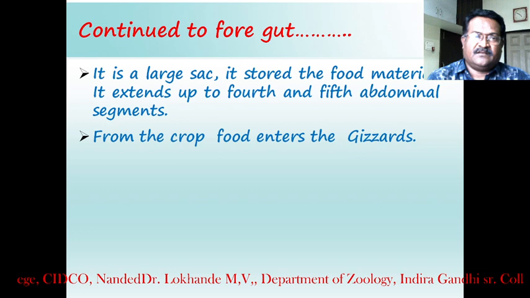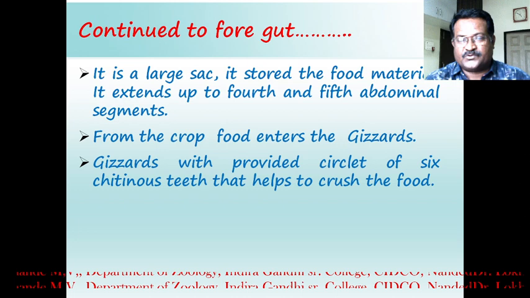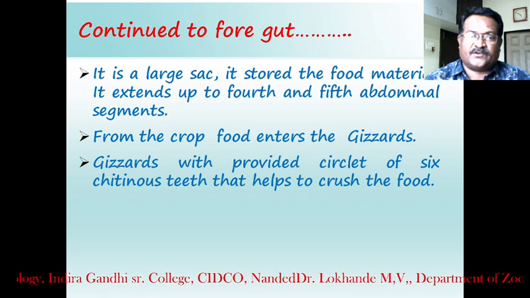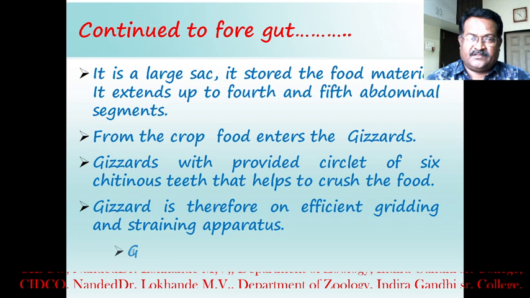From the crop the food enters the gizzard. The gizzard is provided with a circlet of six chitinous teeth that help to crush the food material. So the gizzard is an efficient grinding and straining apparatus. The gizzard makes the end of the foregut.